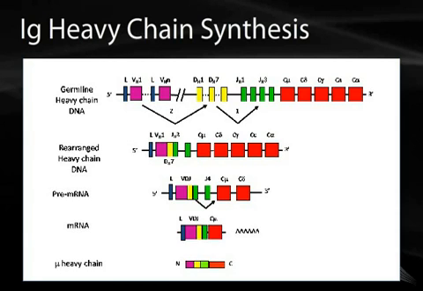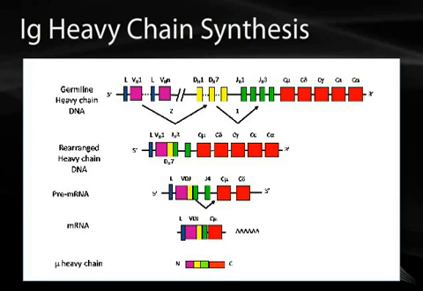We see C mu, C delta, C gamma, C epsilon, and C alpha. These encode for different C regions and will give us different properties of the antibodies, which we'll discuss later. We know that we have IgM, IgD, IgG. Those come from these different C genes. We'll discuss that a little bit later.